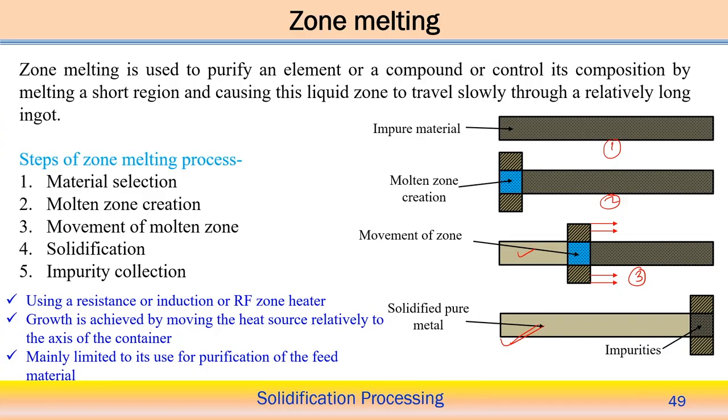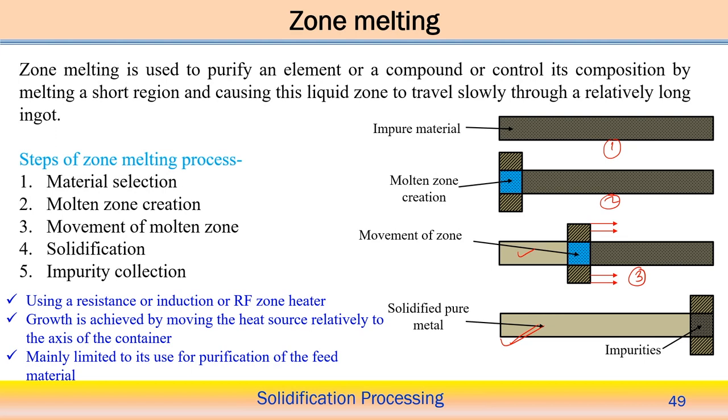And then finally, the collection of the impurity. So, we get all the impurities collected through this passage of the molten zone: creation of the molten zone, movement of the molten zone. At the end, the impurity is basically collected there. So, that is why the impurity will be collected. It depends on what kind of segregation coefficient we are utilizing for this particular system.